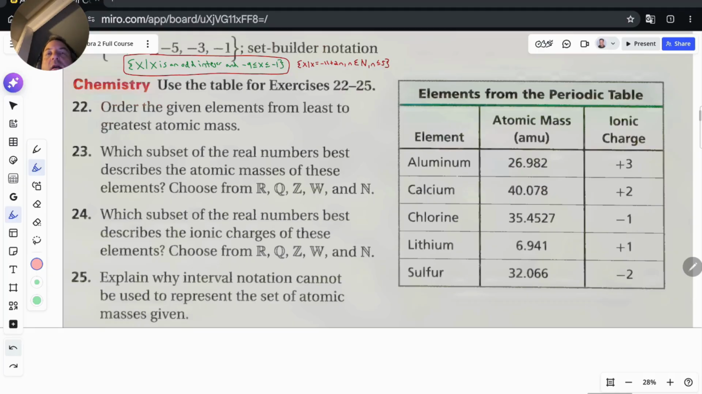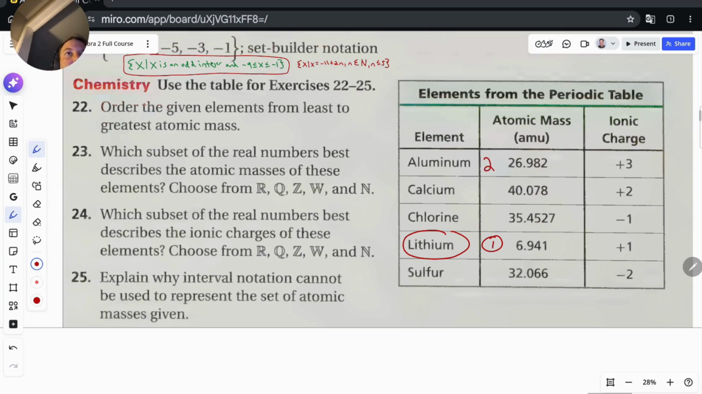And if they aren't in decimal forms in a column, you would be converting to decimals, but here they already are because this is atomic mass. And we just want to order this from the smallest to the largest. So in other words, which element has the smallest atomic mass, and we'll go from there. So here we have lithium at 6.941 AMU atomic mass.